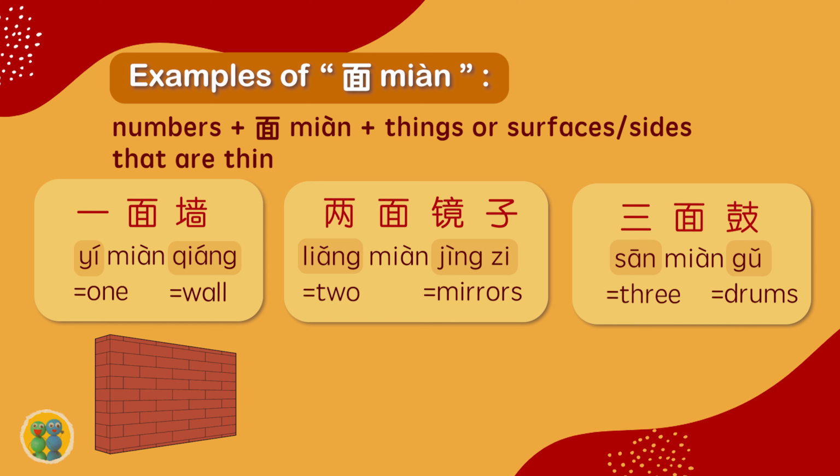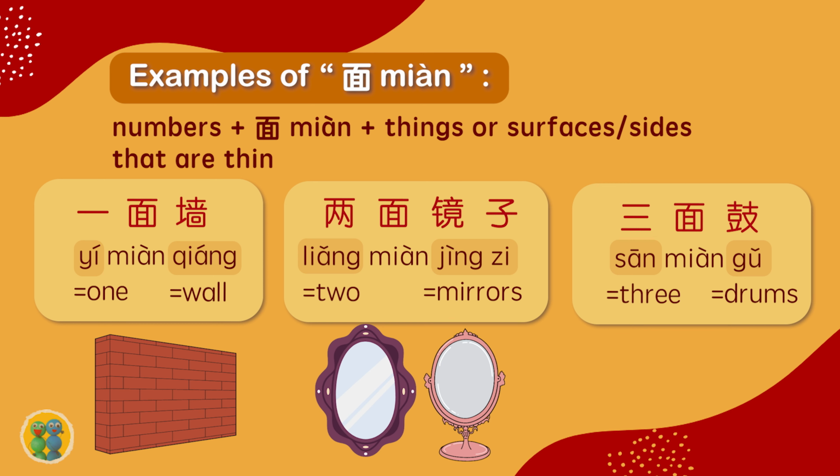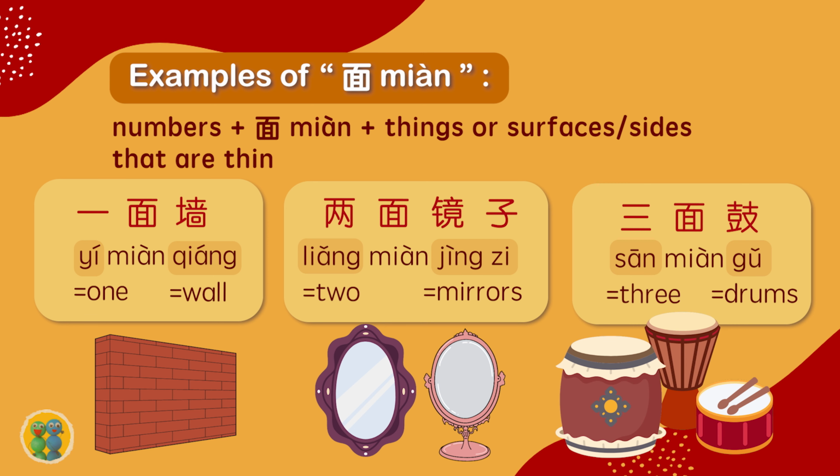两面镜子, 两面镜子. 两 means two, 镜子 means mirrors. 三面鼓, 三面鼓. 三 means three, 鼓 means drums.